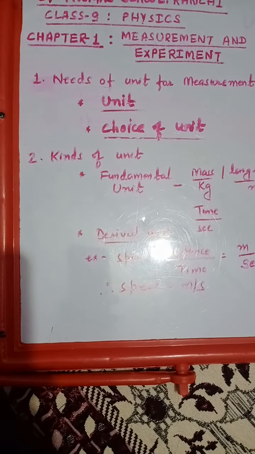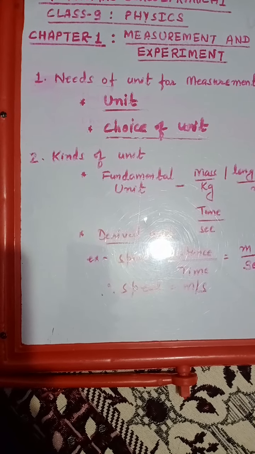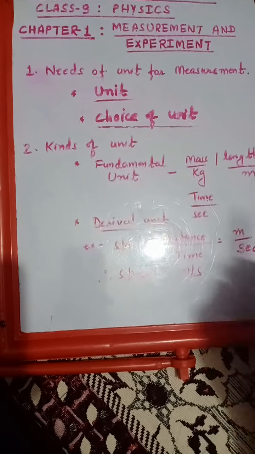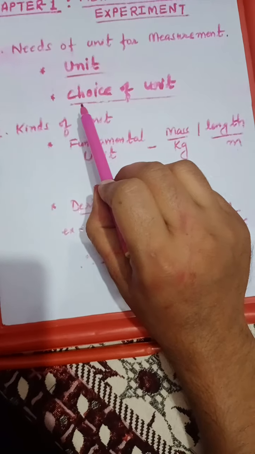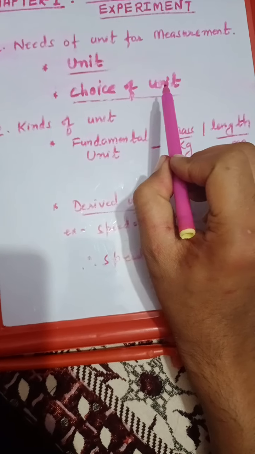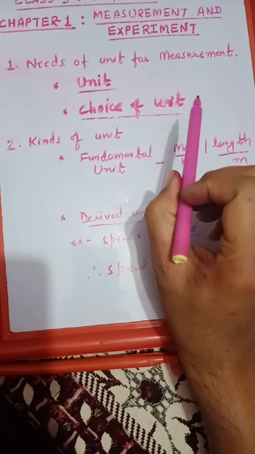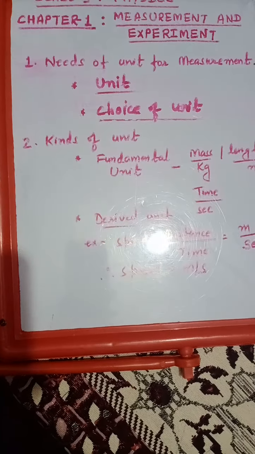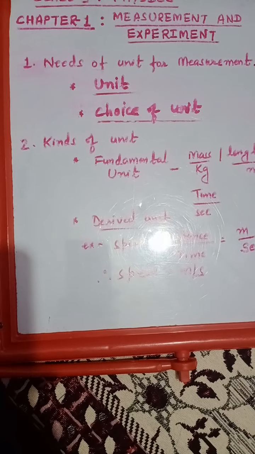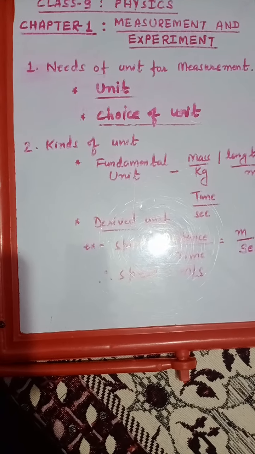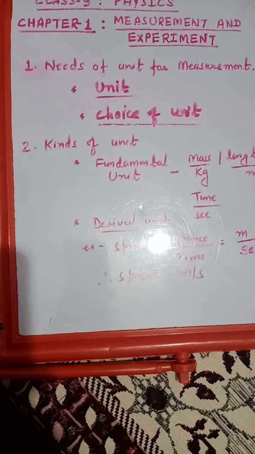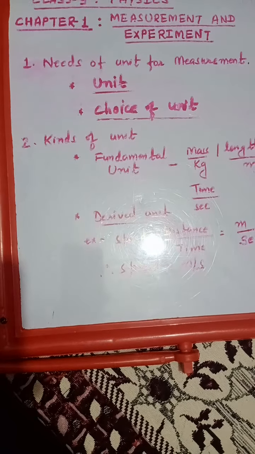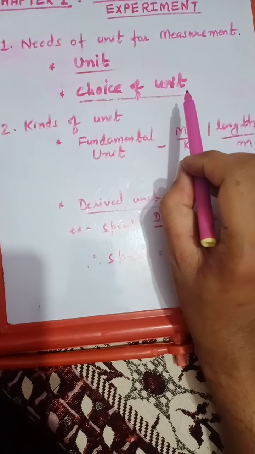Thus, for writing a unit, what is the standard quality required? So for writing a unit, we have the standard quality required, which is under the topic of choice of unit. Its characteristics are: unit should be convenient in size, unit can be reproducible, unit should not change with time or place, it should not vary, it should be universally accepted. So these are some of the characteristics for choice of unit.